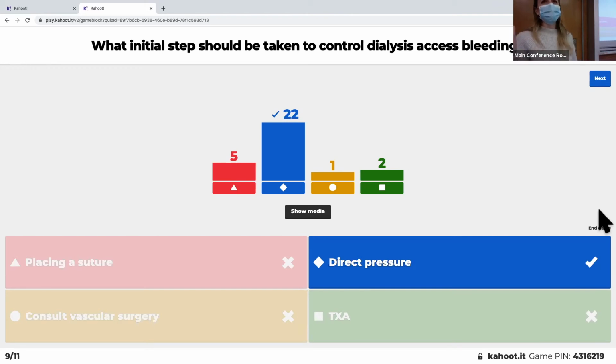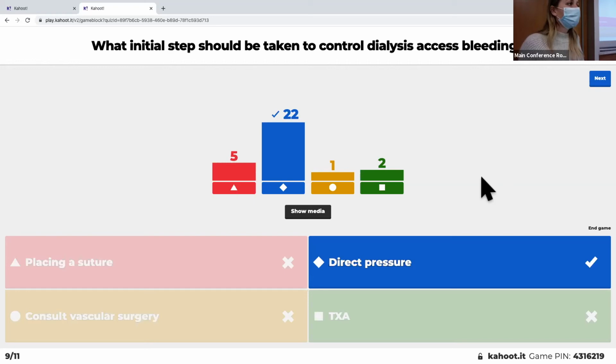And in that case, we also used Surgicel. You can use a figure-of-8 stitch. You can consult vascular surgery, but the most important thing is to hold pressure. So occasionally the access just blows and you have to stop the bleeding.